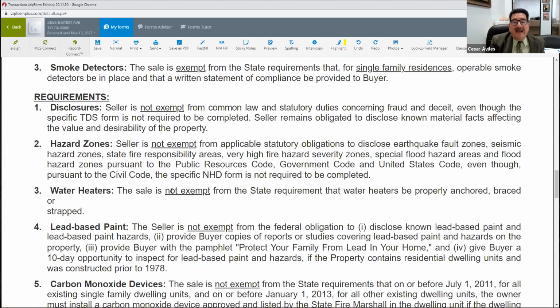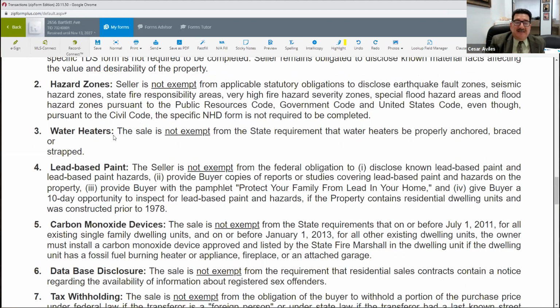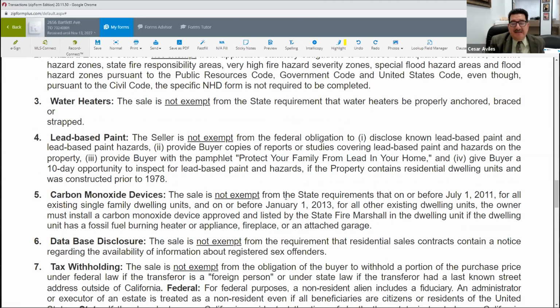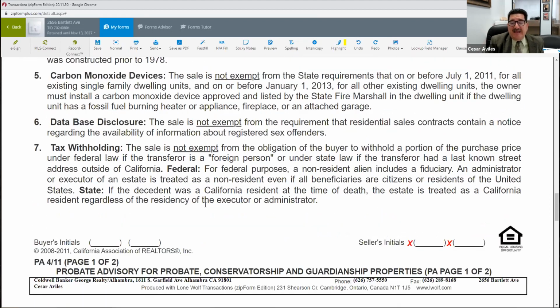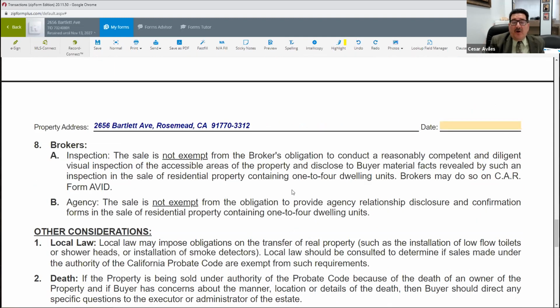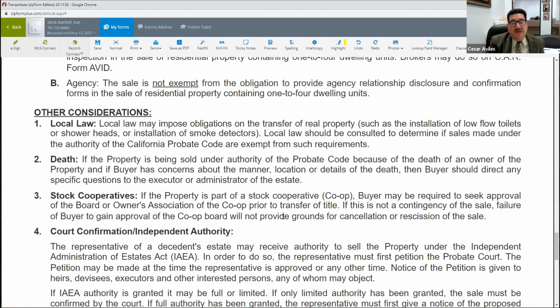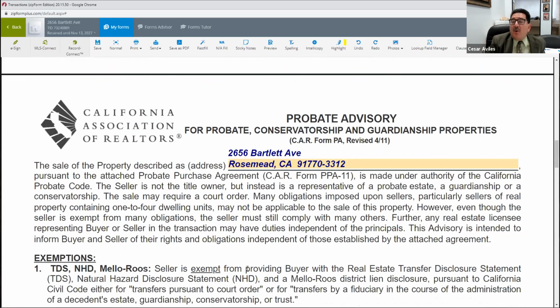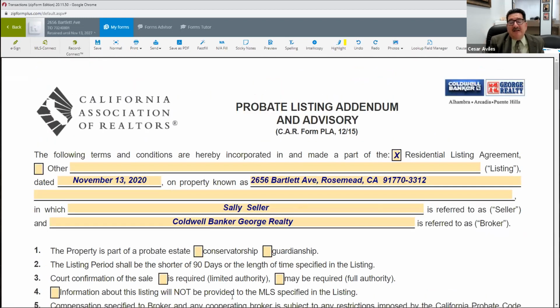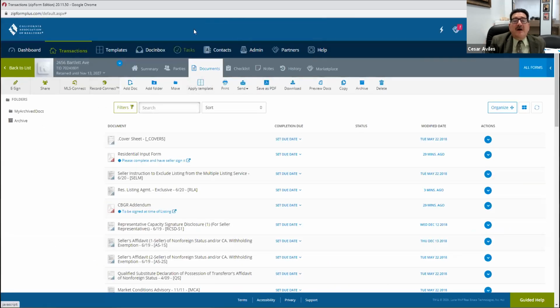So the water heater is not exempt. Lead-based paint, it's federal, it's not exempt, even if it's a probate. Carbon monoxide, not exempt. Database disclosure, not exempt. Tax withholding is not exempt. So we tell the owner, and the broker is not exempt from providing an AVID. So you do have to have that, right? And then other considerations. We give this to the heirs. Whoever is signing on behalf of that probate needs to sign the listing addendum and all of our forms, okay? So make sure that you follow all those forms that are on a probate.